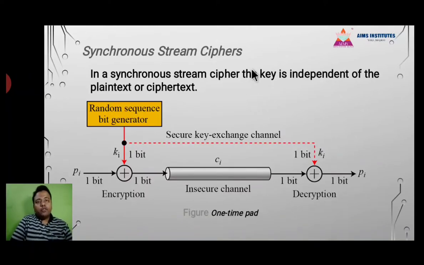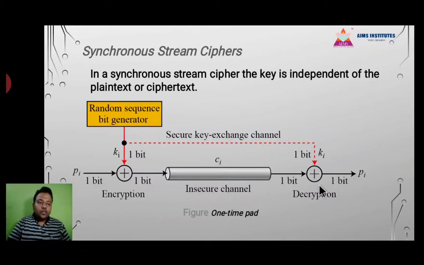So here is one diagram for a synchronous stream cipher. In this we can see that a random sequence bit generator will come and XOR with the plain text, the data that I have. Here the i basically means the specific r bits of data that we have. For an example over here it is taken as 1 bit, so 1 bit of the random sequence generator value is taken. After taking it, it is XORed, and that XORed 1 bit of data is transmitted to the channel. It can be an insecure channel, it can be a secure channel. It depends upon the channel that the source and the destination choose to transfer the data.